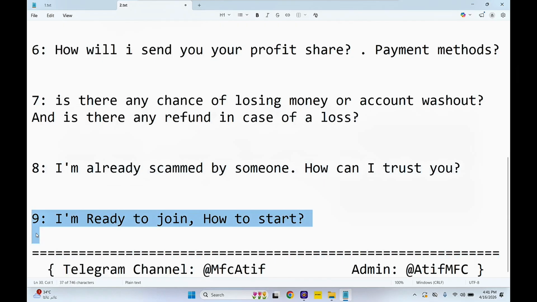Question number 9 is the last question, and the question is, I am ready to join. How to start? So guys, if you are interested or ready to join our account management service, you should have a real MT5 account on any trusted broker with the minimum deposit of $500. Just send me the login details of your MT5 account in my Telegram inbox so we can start.